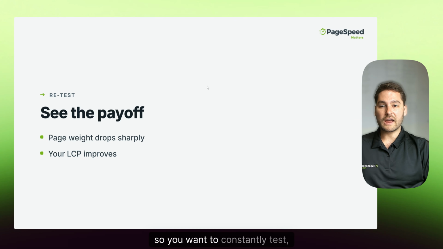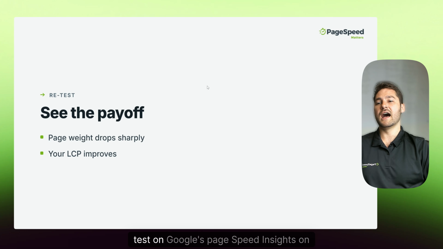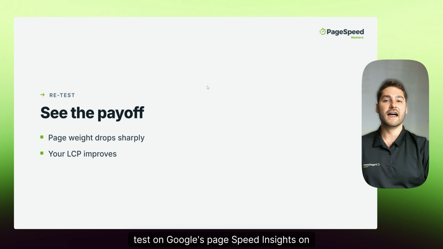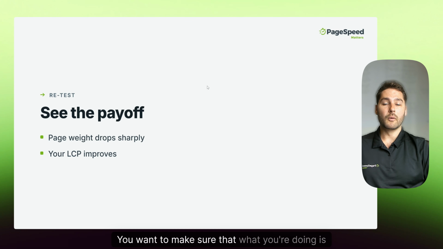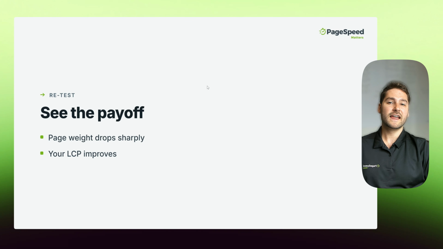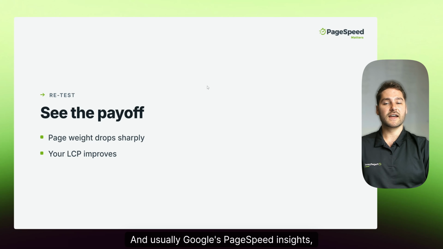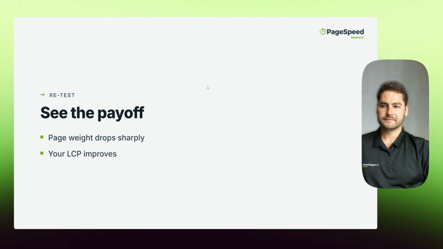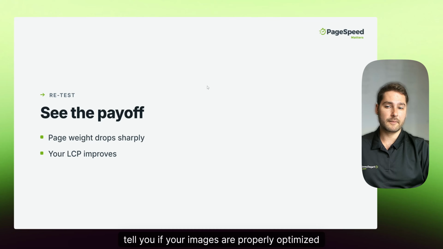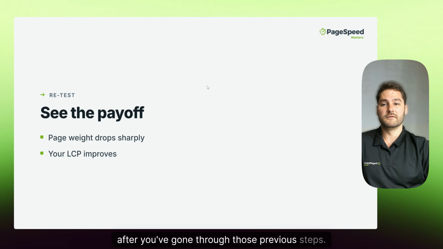So you want to constantly test on Google's PageSpeed Insights and on Lighthouse. You want to make sure that what you're doing is working properly. And usually Google's PageSpeed Insights, which uses Lighthouse, will tell you if your images are properly optimized after you've gone through those previous steps.